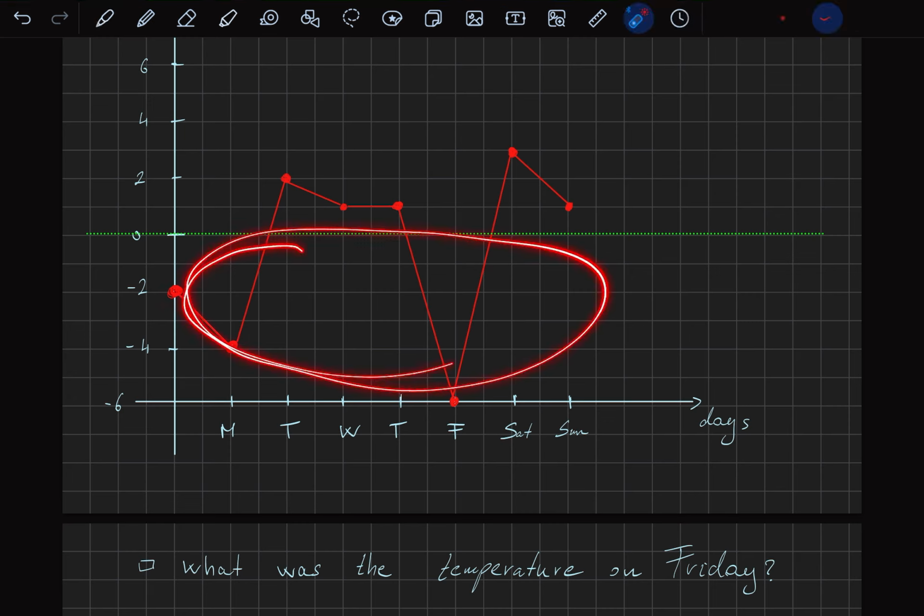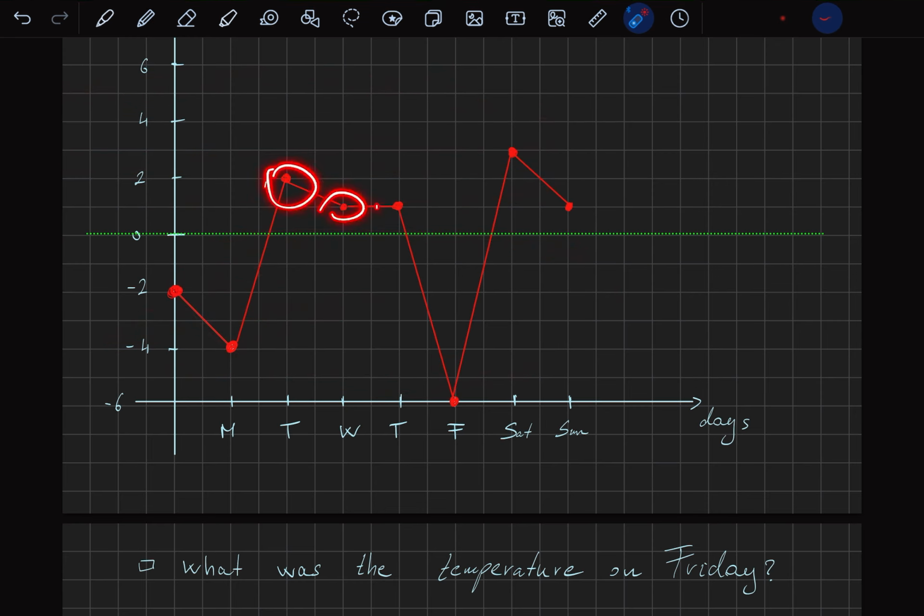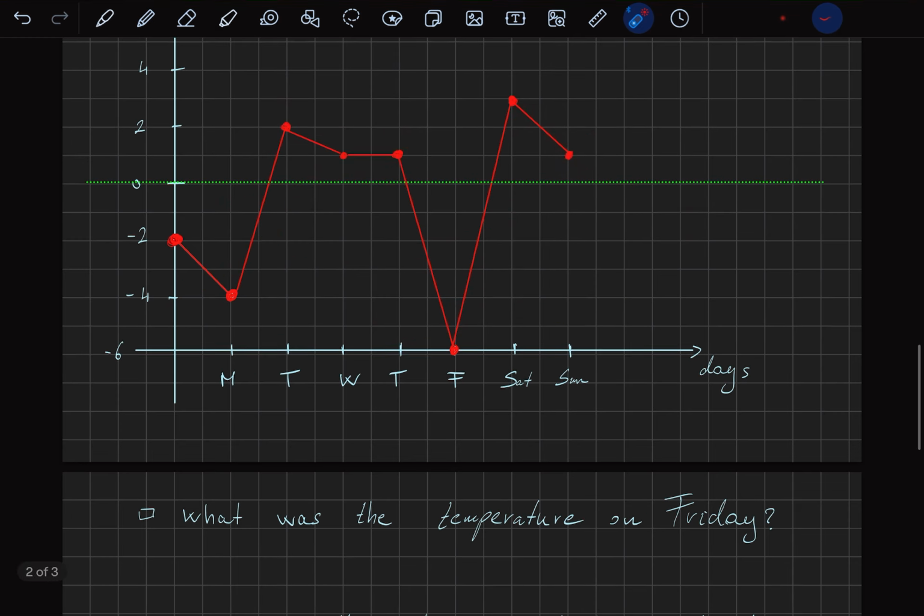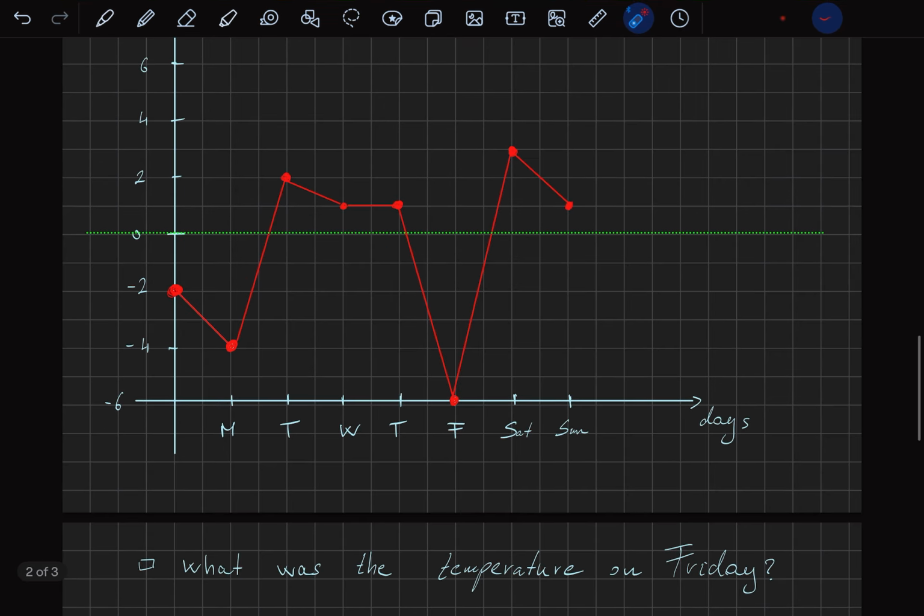Below here, the 0, it's the negative area, and this is the positive area. So these temperatures, positive temperatures, these are negative. What was the temperature on Friday? So we will search Friday: Monday, Tuesday, Wednesday, Thursday, Friday, and it's on the -6. So this is the day and this is the value on the day.